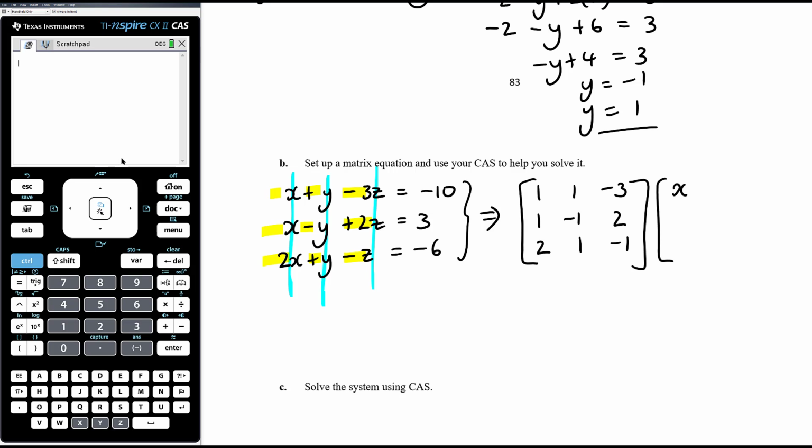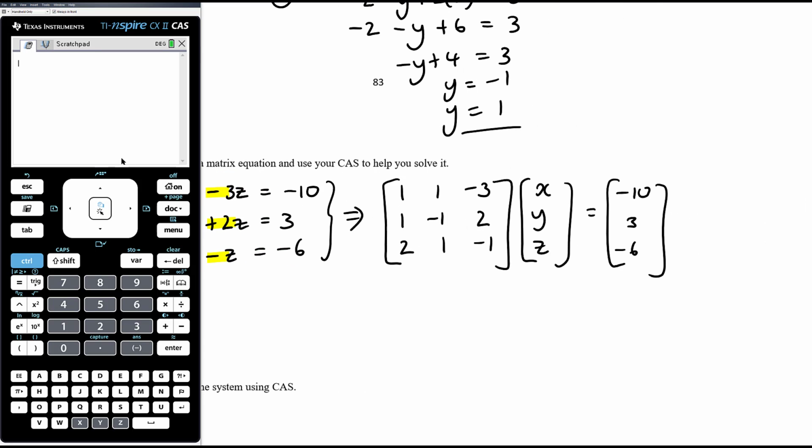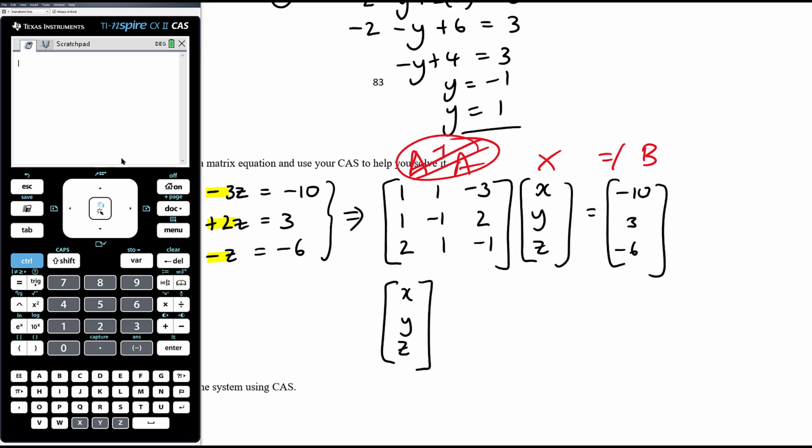So when we multiply that by x, y, z, you can verify, row times column, 1 times x plus 1 times y minus 3 times z is exactly what's happening here. And then that is equal to negative 10, 3, and negative 6. So to solve this equation for x, y, and z, remember if this is A times x equals B, we would be multiplying by the inverse of A to cancel that out.